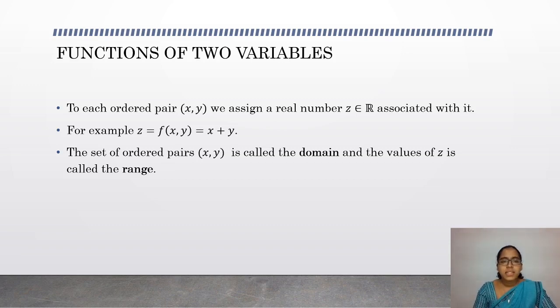Now in this case, the set of ordered pairs, that is the ordered pair x and y, will form the domain of that particular function, and the values that we obtain, that is z, are called the range of this function. Also, in the example z is equal to x plus y, x and y can take any values that we give, and corresponding to the values given to x and y, we get a value of z. So x and y are called the independent variables and z is the dependent variable.